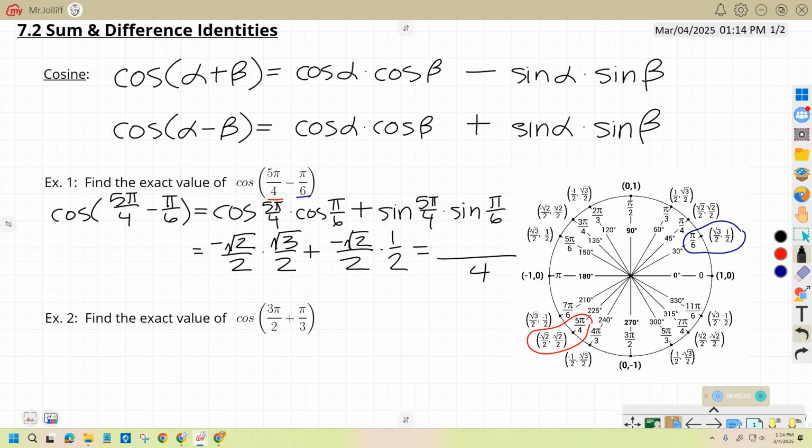First pair of fractions, negative root 2 times root 3 is negative root 6. Good. Second fraction, negative root 2 times 1, negative root 2. Perfect.